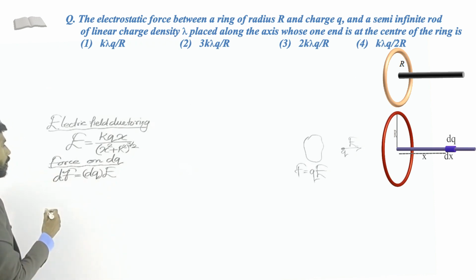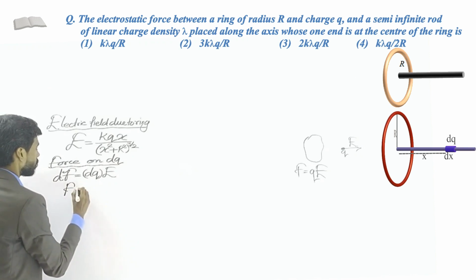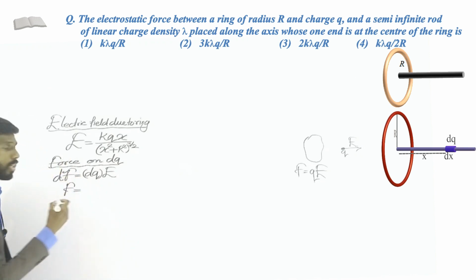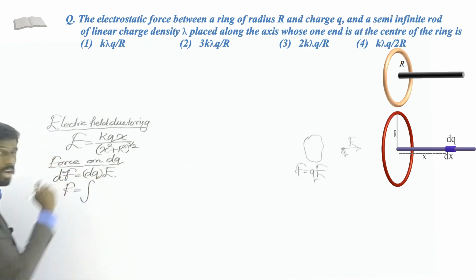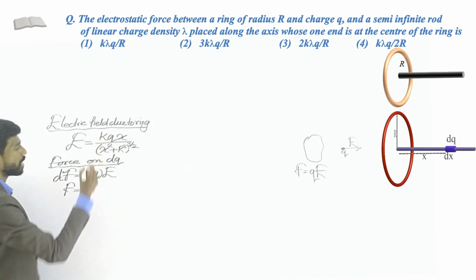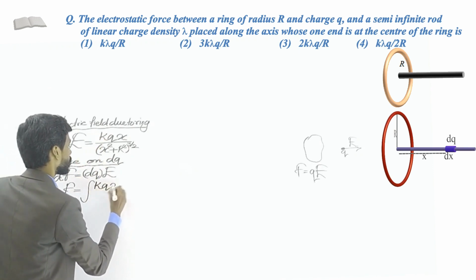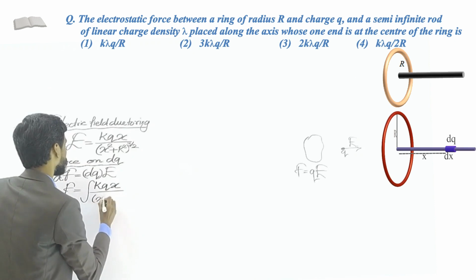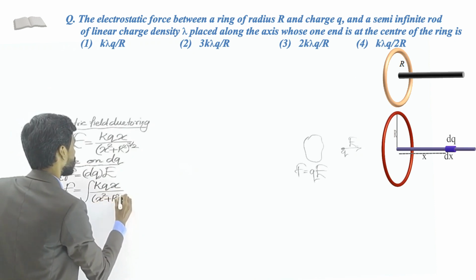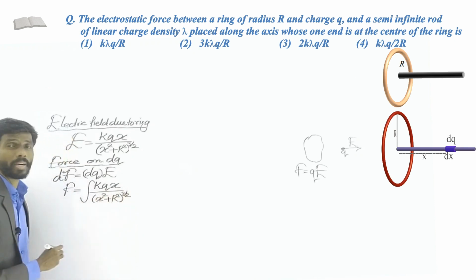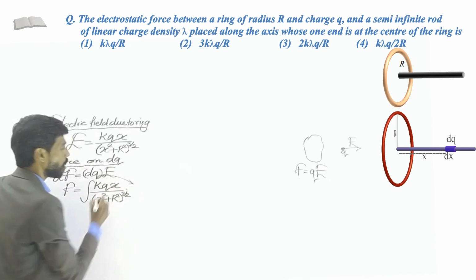Now we want F. So how to find F? We have to do the integration of this value. What is the value of E? E here is kqx divided by (x squared plus r squared) to the power 3 by 2. This is E multiplied by dq. So what is dq?